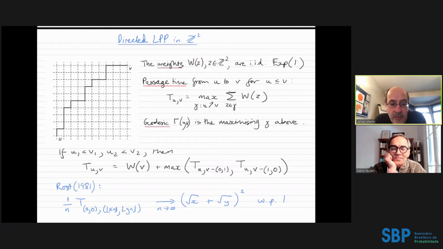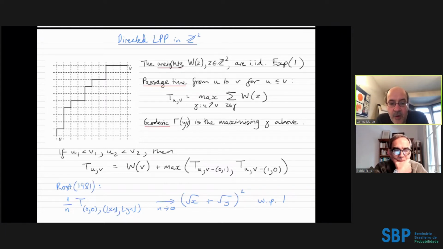So you look at the path from the origin to the point (xn, yn), you've got a law of large numbers, and the weight of that path grows like n times this function of x and y, which is square root of x plus square root of y, all squared. So in particular, you could think of a case where x and y are 1. You just look at the passage time from (0,0) to (n,n), and that behaves like 4n. That's nice linear behavior, and the fact that there is a law of large numbers follows quite nicely from a subadditive ergodic theorem.